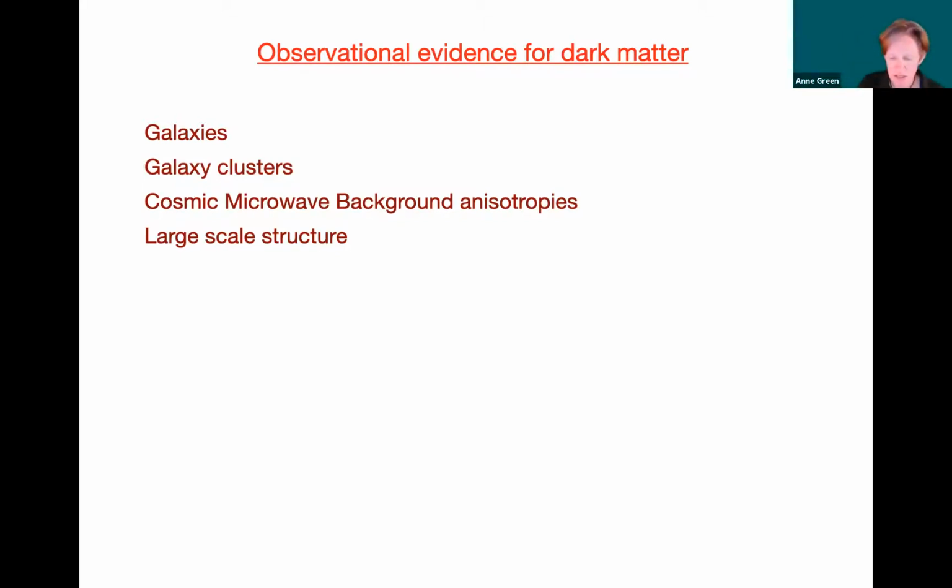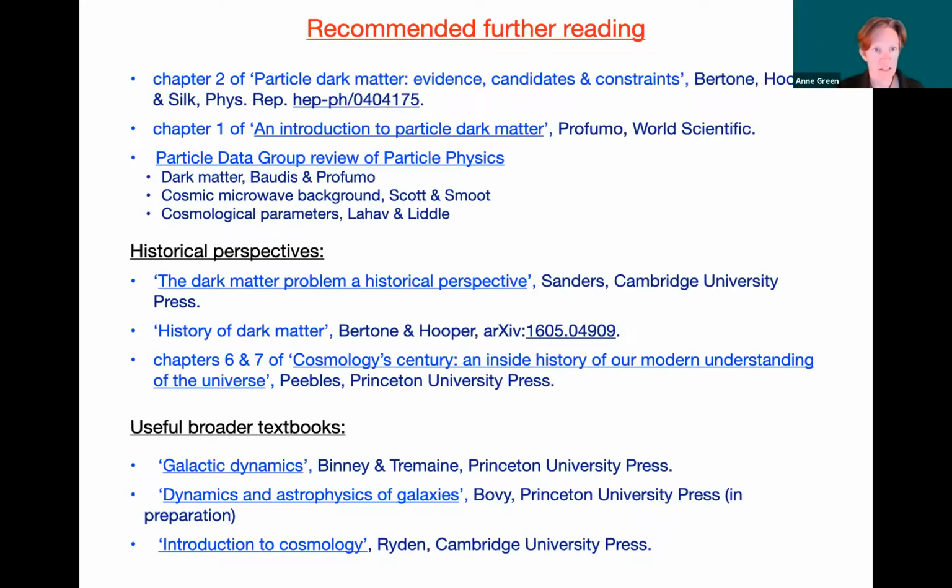So, a huge long list of further recommended reading here. The most important things are probably the top and the bottom section here. There's a classic review paper, Particle Dark Matter: Evidence, Candidates and Constraints by Bertone, Hooper and Silk. It's a Physics Reports article. Physics Reports is the place for review papers. It goes back to 2004, as you can tell from the archive number there.